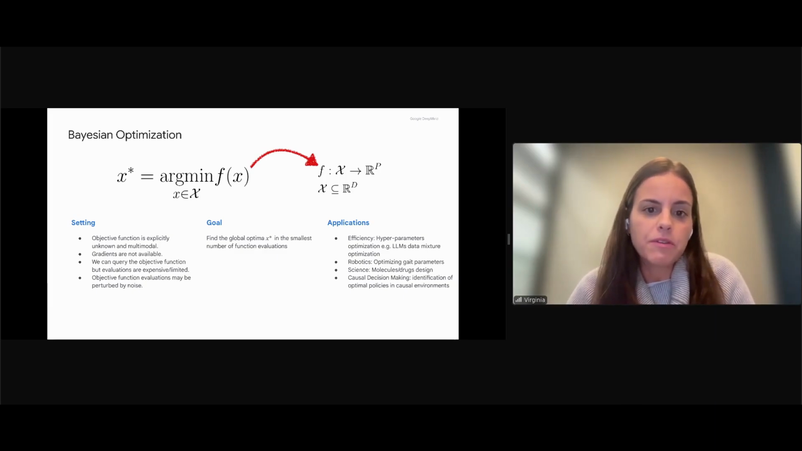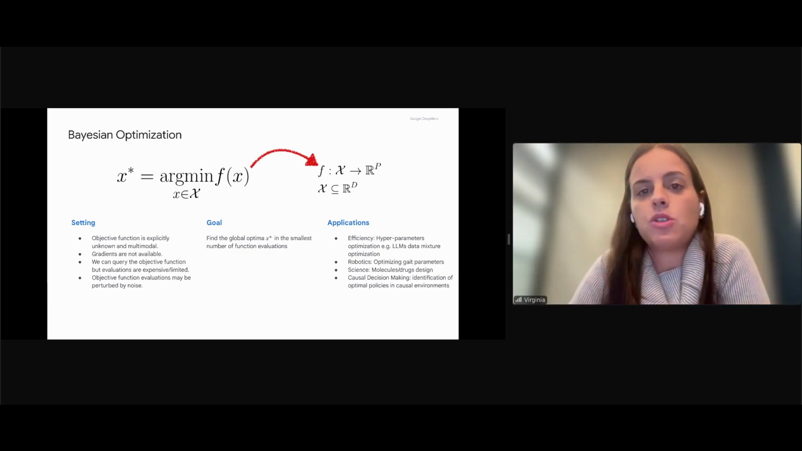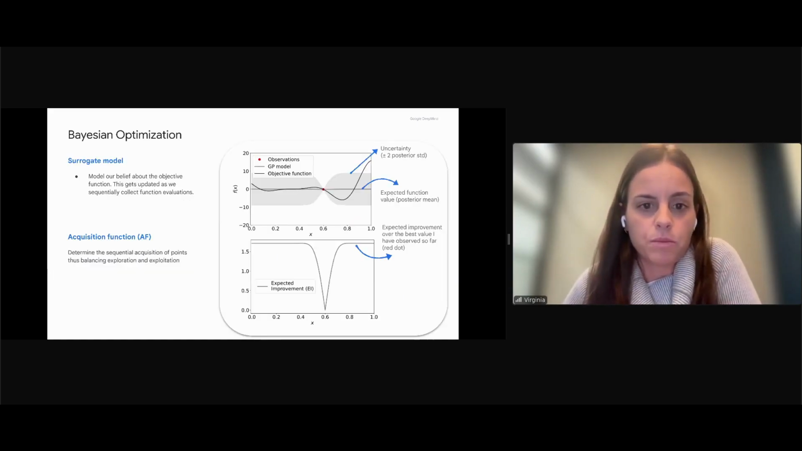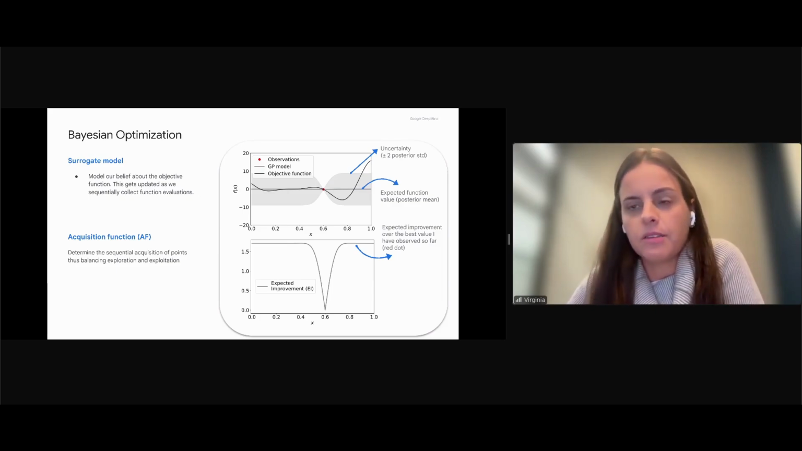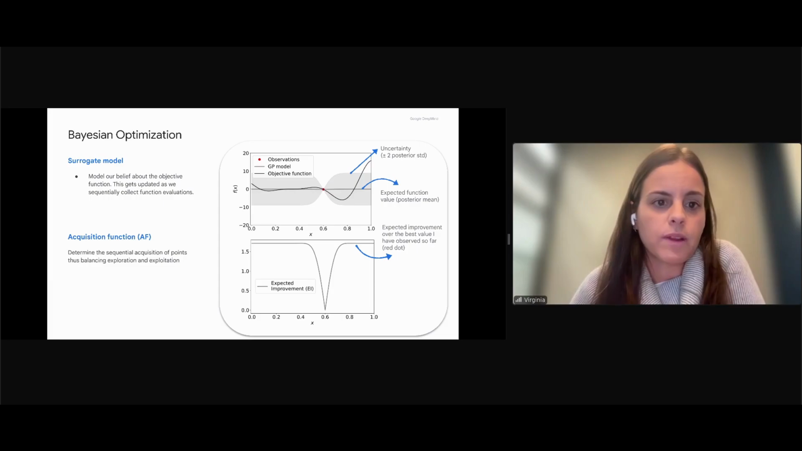So Bayesian optimization finds the optimum by sequentially collecting a number of function evaluations, also called trials, and turning the original optimization problem into a sequence of decision problems of where to collect the next function evaluation. So in Bayesian optimization, there are two main ingredients generally for the majority of algorithms. There are a surrogate model and an acquisition function.